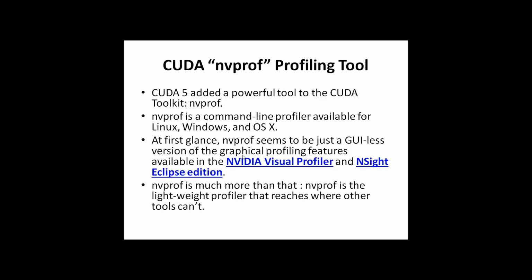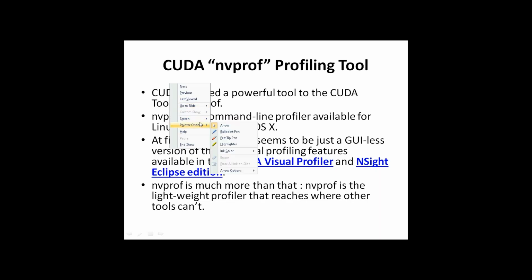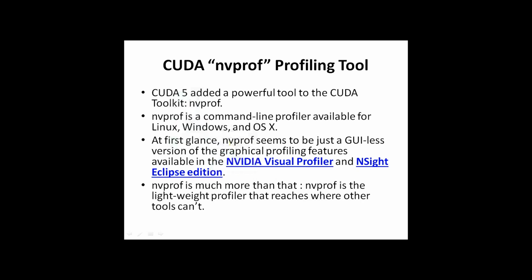So, first of all, it was introduced by... let me turn on my highlighter. Well, yeah. So CUDA 5 added a powerful tool to the CUDA toolkit with the name NVProf, that is NVIDIA Profiler. This is basically a command line profiler available for Linux, Windows as well as OS X, right?